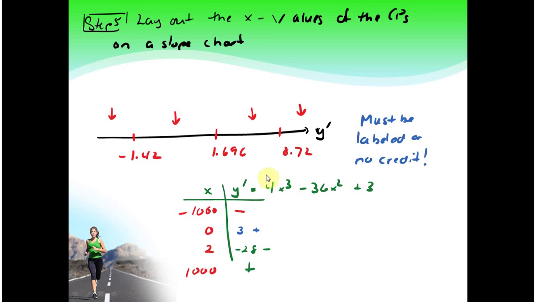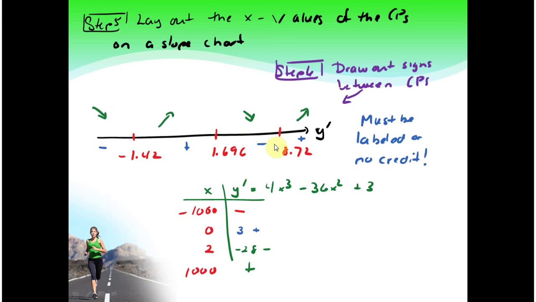If I put 1,000 in here, this number is so huge, it's going to be positive at the end of the day. So now I have the signs, and with the signs, I put the signs in here first, and then I put the according arrows. Now, when I had the graph already, I was going the other direction.